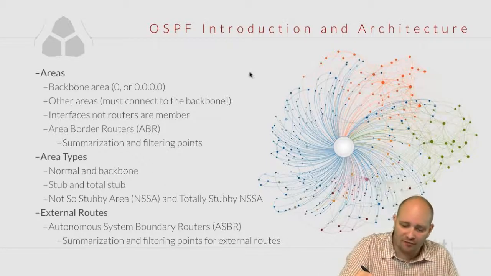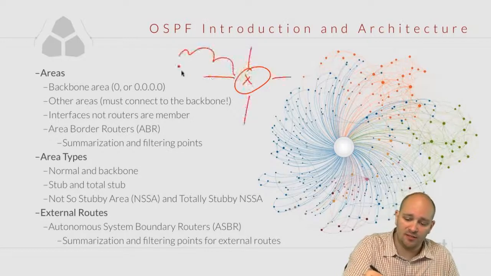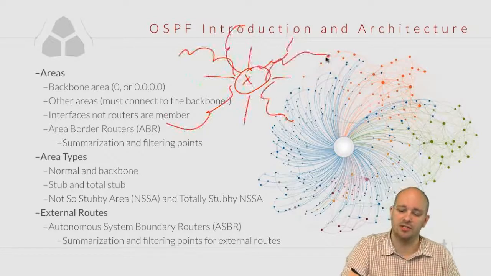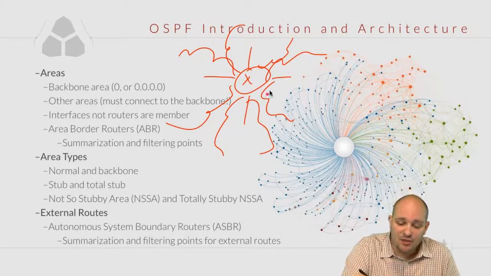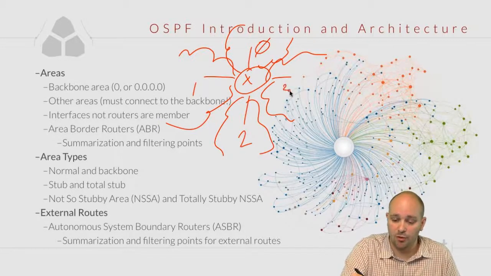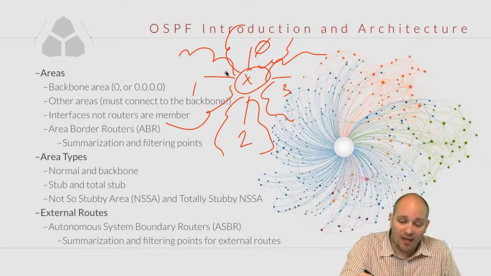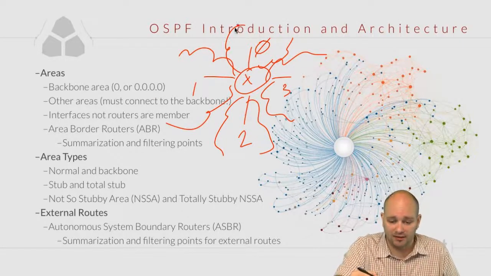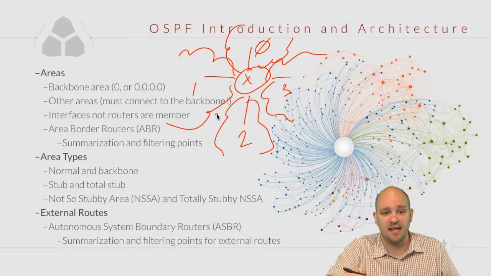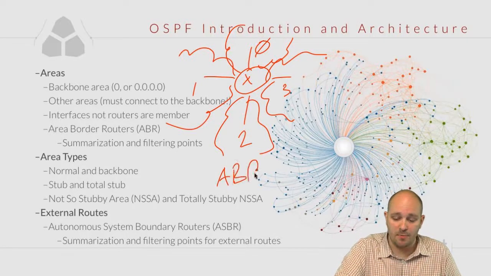So we could have a router that has multiple interfaces, and all these interfaces are in different areas. As long as one of them is area 0, then it's a legitimate setup. In this case, this router here is a member of 4 areas. Let's say area 0, area 1, area 2, and area 3. This is perfectly fine. And this router will have a separate database in area 1, a separate database in area 0, a separate database in area 3, and a separate database in area 2. And this router here will be an ABR.